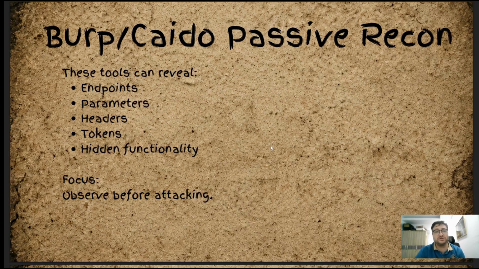Okay. Using Burp and Caido, these are really great tools. They're web auditing tools, so they help you to find endpoints, parameters, tokens, whatever. So instead of just attacking, start clicking around and build up your inventory list. And I'll show you that here soon.